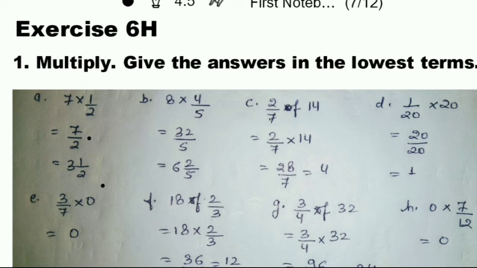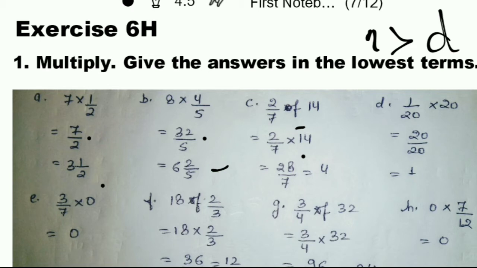So 8 fours are 32 and there is no number in the denominator. So we can write 5 into 1 is 5. So now in this one, when we do mixed fractions, when we are having an improper fraction, it means the numerator is greater than the denominator. That is known as an improper fraction. So 32, how will we write? 6 2 by 5.